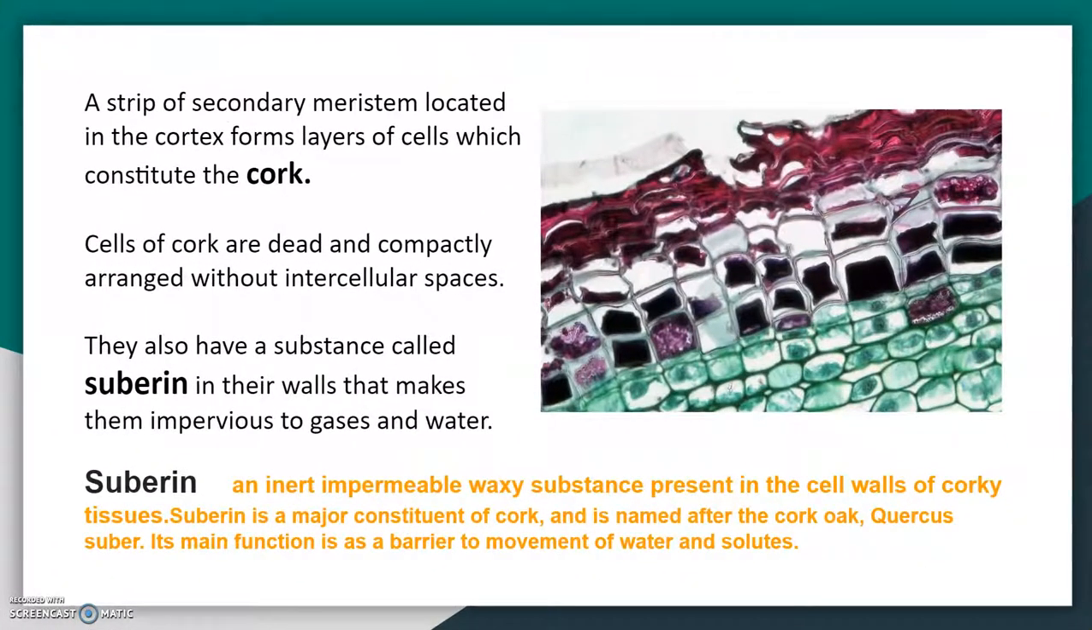Now here we find that in plants, when they are getting older, there's an outer branch of a tree, how is it different from a young plant. Now as plants grow older, the outer protective tissue undergoes certain changes, and a strip of secondary meristem located in the cortex forms layers of cells which constitute the cork. So more and more layers of cells keep adding, and they become the secondary meristem, and later on are called the cork.